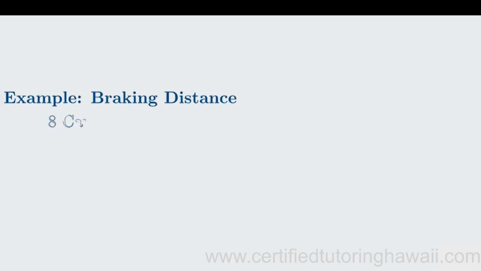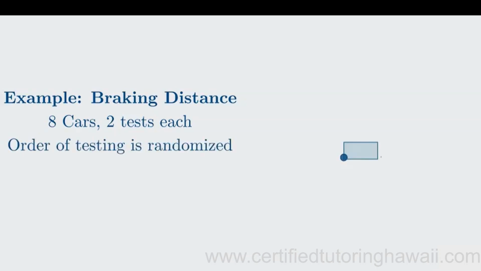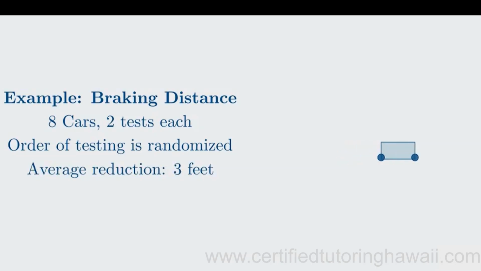Suppose a researcher is investigating whether a new tire tread design reduces braking distance. They take 8 different cars and test each car twice, once with the standard tires and once with the new tires, in a random order. The researcher finds that the average reduction in braking distance for these 8 cars is 3 feet. How do we set this up?